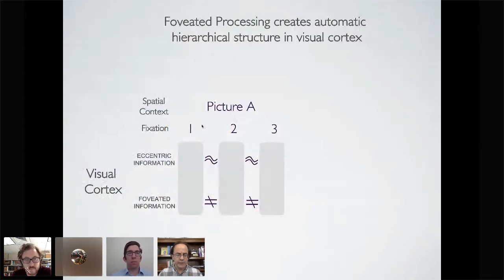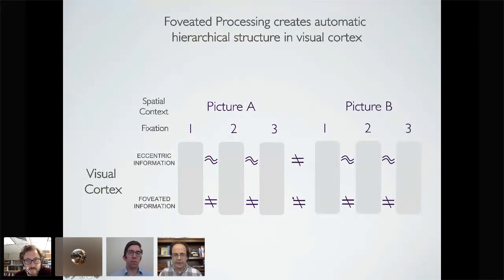And what's even more interesting is if you think about this across images, across contexts. Imagine you've got 3 fixations within picture A. Information in the periphery is going to be relatively consistent, even though the foveal information is highly dissimilar. But as you switch to a different picture, now you're going to have this new situation where the first fixation in the second picture is going to be highly dissimilar throughout the entire visual cortex, and then become similar again for further fixations within that one.